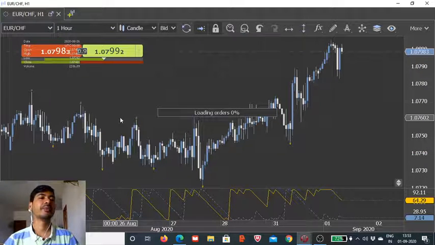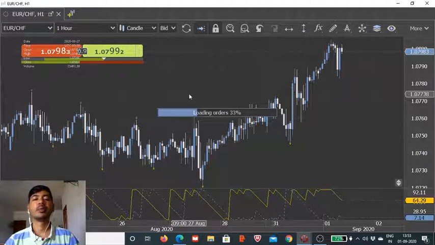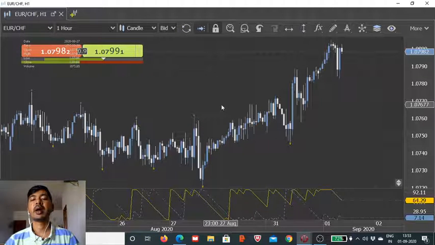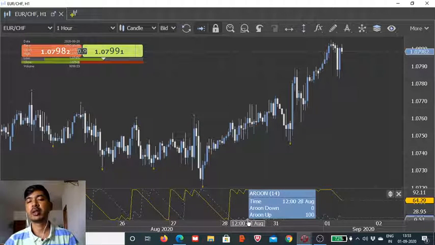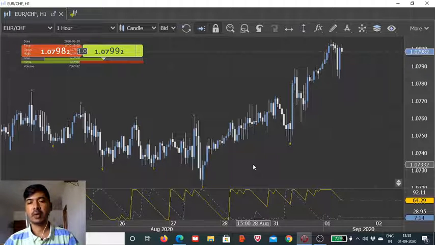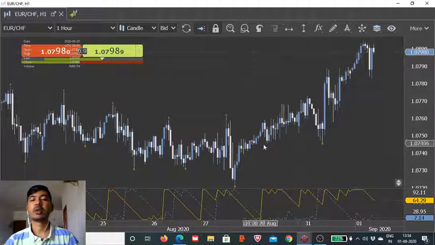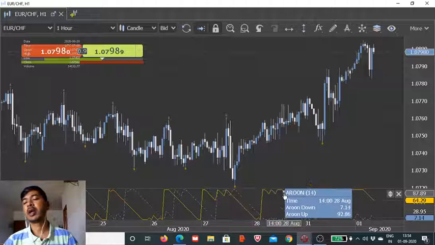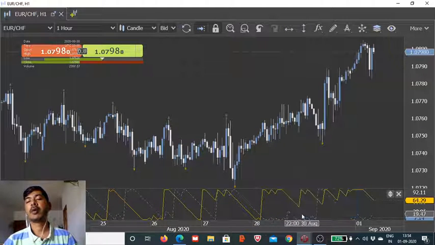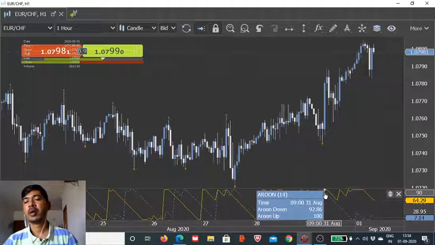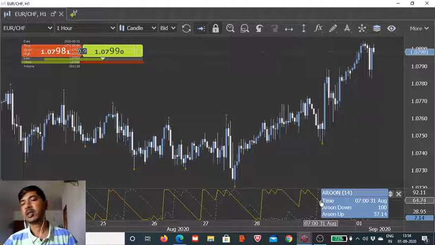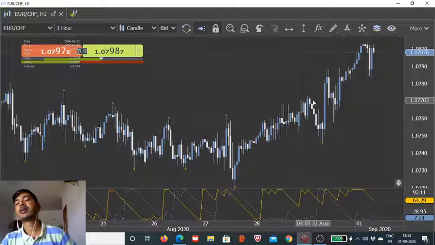So this is the Euro CHF plotted on the hourly time frame, and here we have the AROON indicator also plotted for the last 14 hours. Now you can see that as the momentum has been on the bullish side, we have this AROON up indicator continuously hovering above AROON down, and only here we had this trend change as the price dropped.